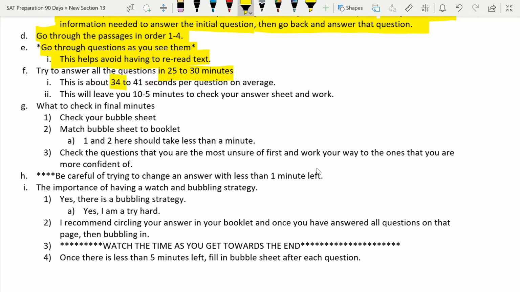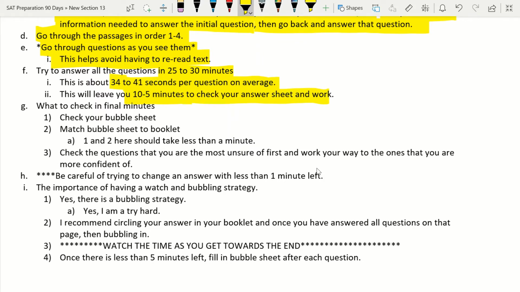That's going to be about 34 to 41 seconds per question on average, which sounds fast, but once you start recognizing the tips, tricks, and patterns in the SAT writing section, it's really not too bad. This is going to leave you with 5 to 10 minutes to check your answer sheet and your work.